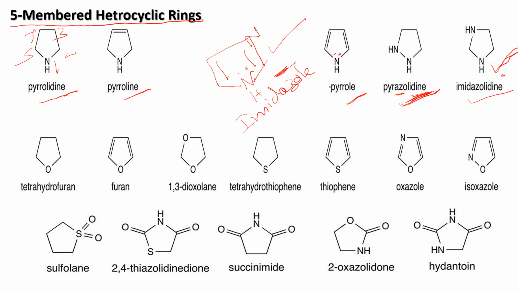You should remember, this is tetrahydrofuran. In short, THF. Tetrahydrofuran. This is furan. THF without double bonds. This is furan with double bonds. Okay, furan, oxygen. You can remember like this. Dioxolane, 2 oxygens. Tetrahydrothiophene. This is tetrahydrofuran. This is tetrahydrothiophene. This is thiophene. You can see the difference.